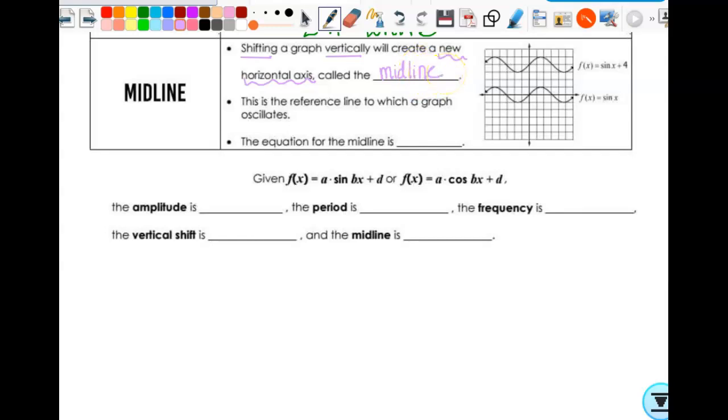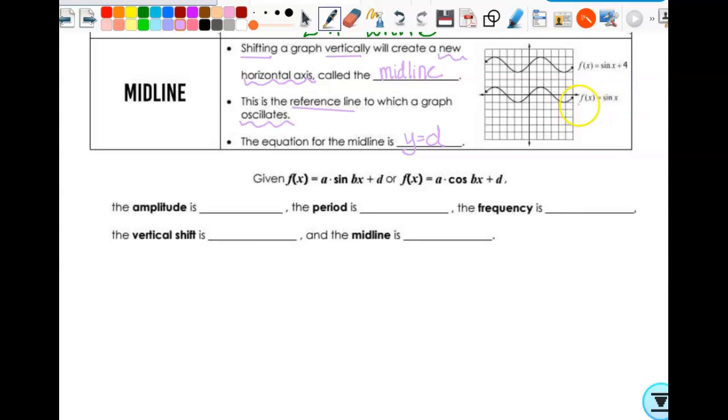Basically just moving where the x-axis is. This is the reference line to which the graph oscillates. So the oscillating is the bouncing up and down. The equation of the midline is always y equals d. It's an equation of a line, so you don't just give a number.